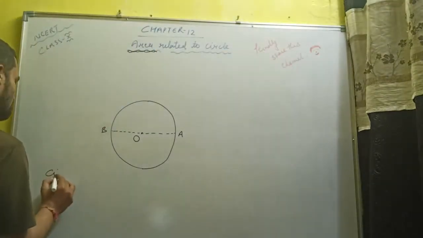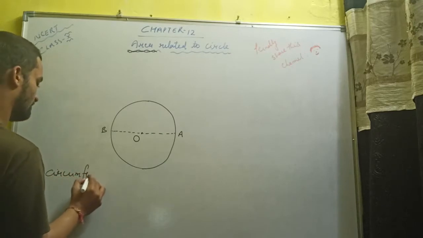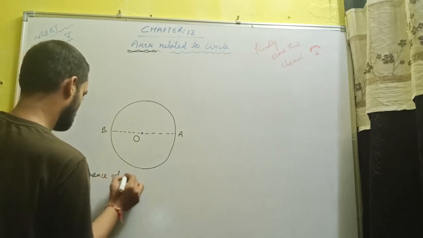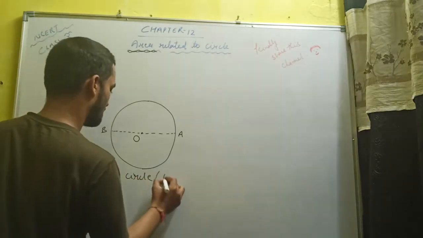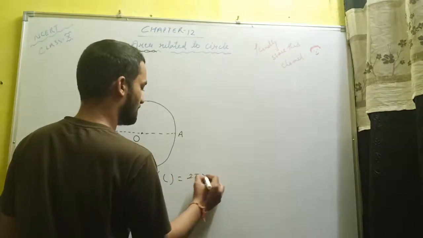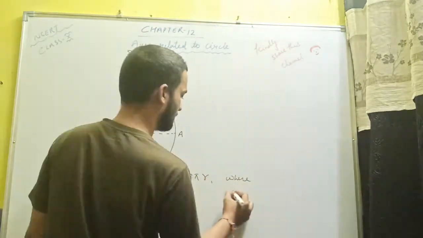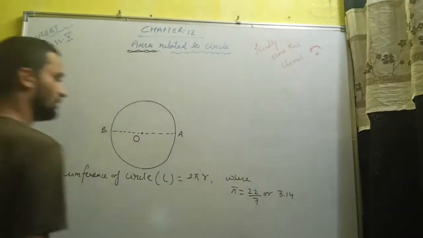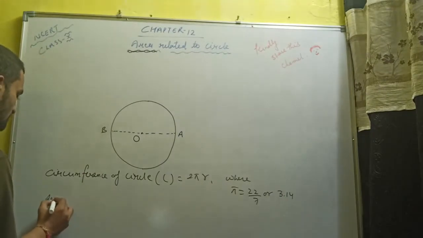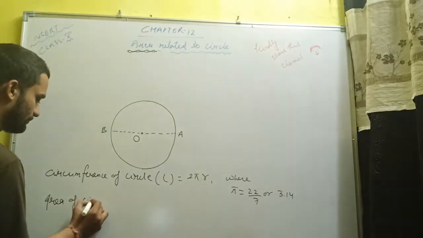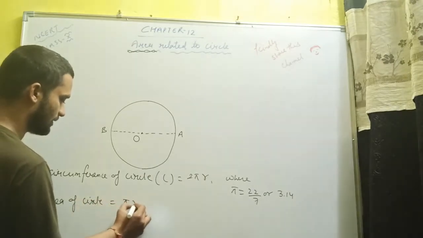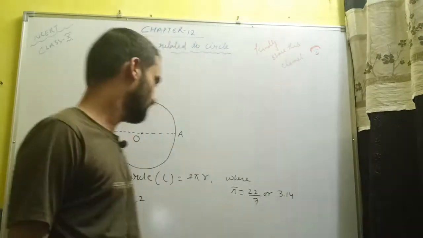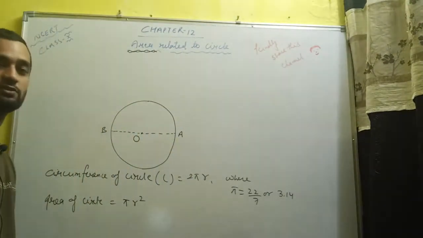The circumference of the circle, we have been studying from very small classes. Circumference of the circle, denoted by capital C, must be equal to 2 pi r, where pi is equal to 22 by 7 or 3.14. And area of the circle is pi r square. Value of pi is similarly 22 by 7 or 3.14, and r must be the radius of the circle.